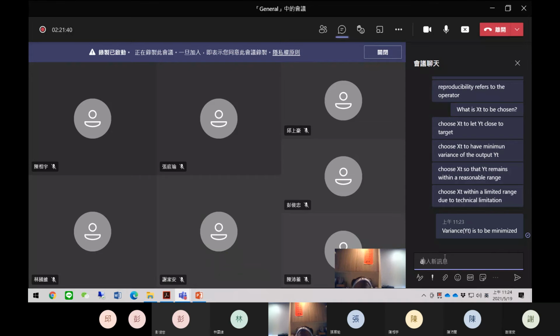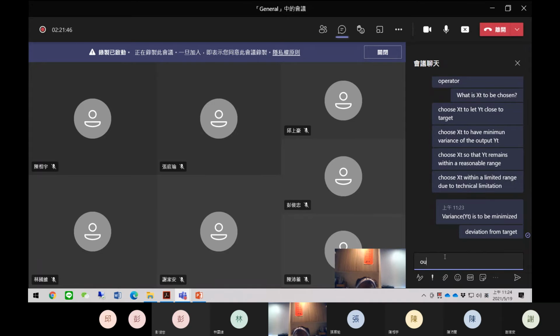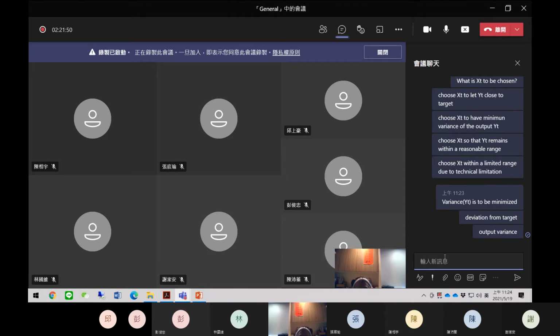So there are two things: deviation from target, and the output variance. Okay, there are the two objectives we would like to achieve.